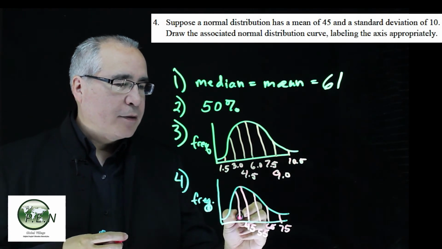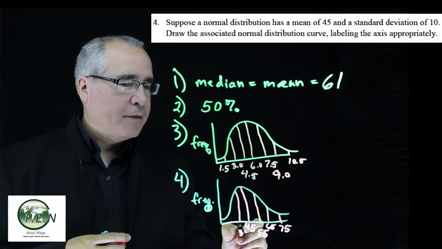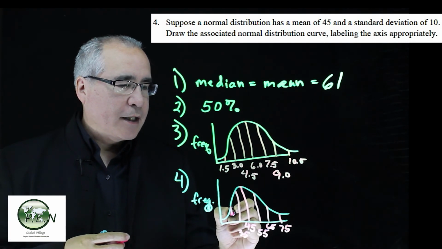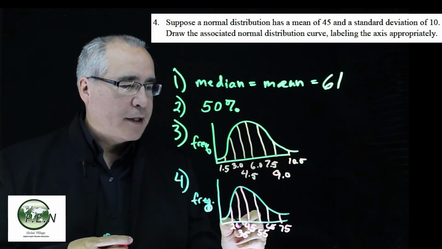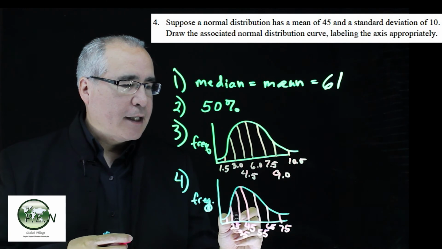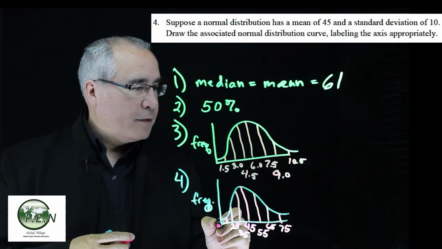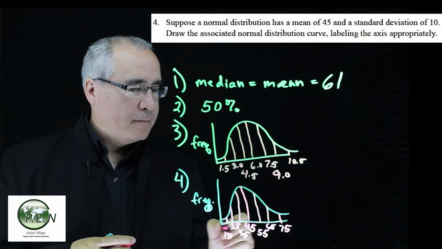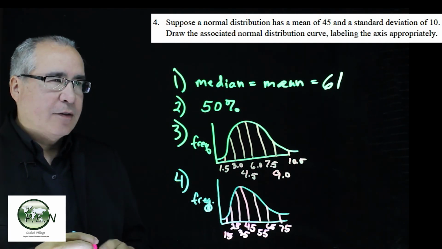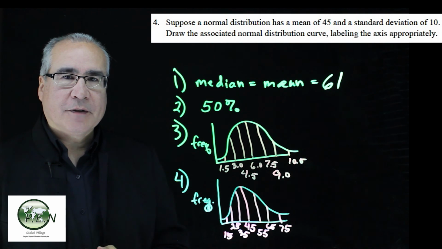Coming down, we subtract 10, so we are at 35. We subtract another 10, that puts us at 25. And we subtract 10 again, and that puts us at 15. Okay. So that's how the standard normal curve gets built.